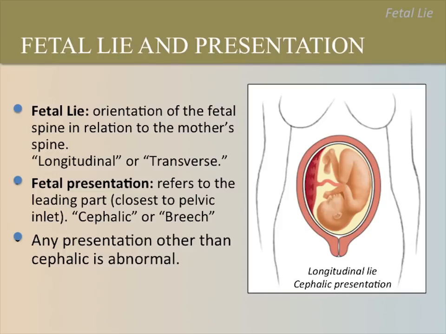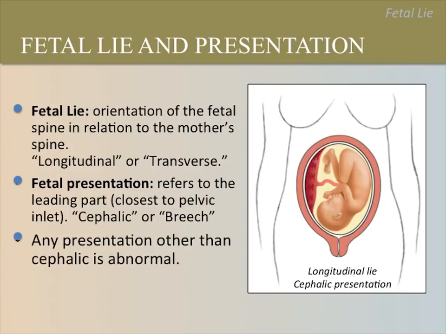There are a few terms that we should introduce now to describe the orientation of the fetus in the uterus. The first term is lie, which refers to the orientation of the fetal spine in relation to the mother's spine. The lie can either be longitudinal or transverse. The next term is fetal presentation, which refers to the leading fetal part that is closest to the pelvic inlet. The fetal presentation can either be cephalic, head down, or breech, head up.